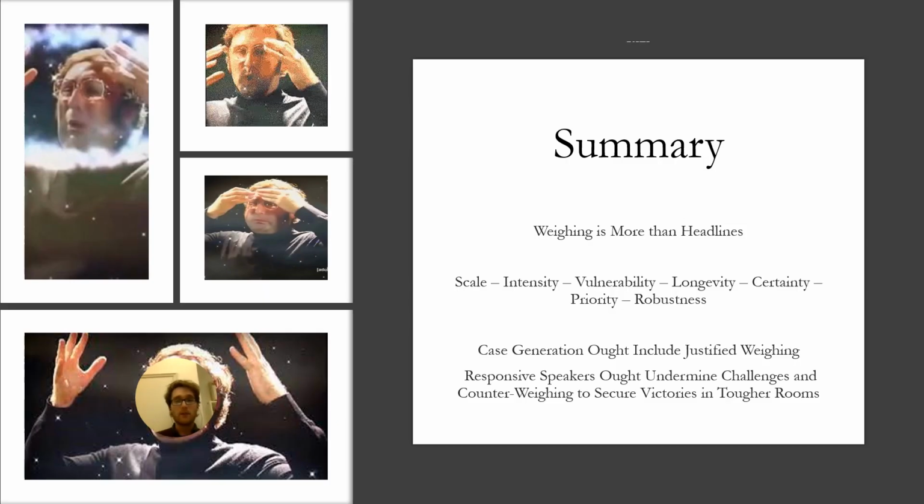Cool. So in summary, weighing is far more than headlines, and the success of weighing comes from succeeding, not just trying. You should be able to succeed in instantiating a weighing metric, but also undermining other people's weighing metric. Things like scale, intensity, vulnerability, and longevity are 4 ways you can weigh impacts. Certainty, priority, and robustness are 3 ways you can weigh analytical claims.